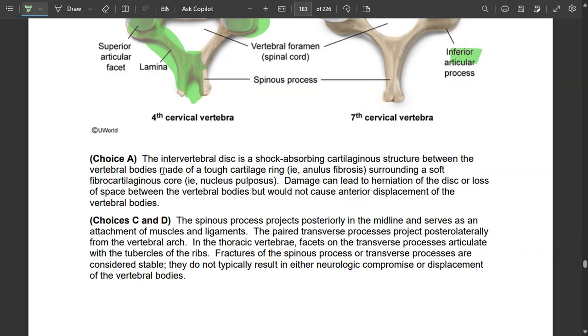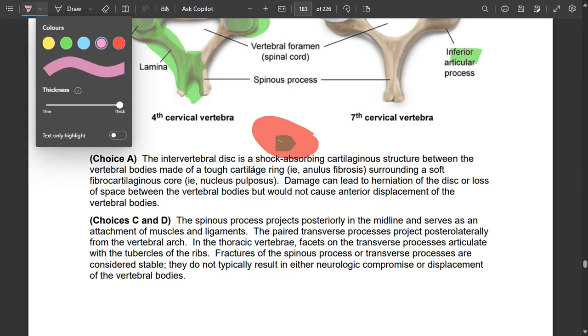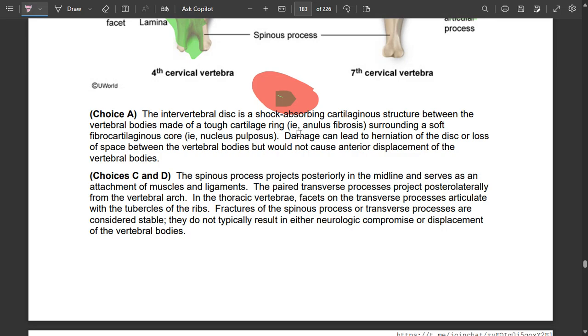The intervertebral disc is the soft shock-absorbing cartilage structure between the vertebral bodies, made of an outer cartilage ring, the annulus fibrosus, surrounding a soft cartilaginous core, the nucleus pulposus, which is present in the center. Damage can lead to herniation, because of damage to the disc or loss of space between the vertebral bodies, but it will never cause anterior displacement of the vertebral bodies.